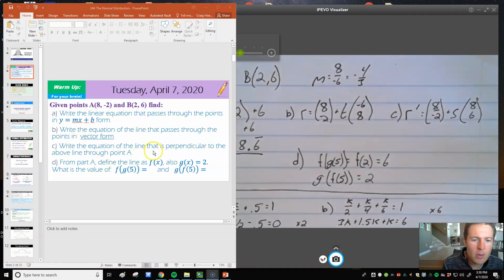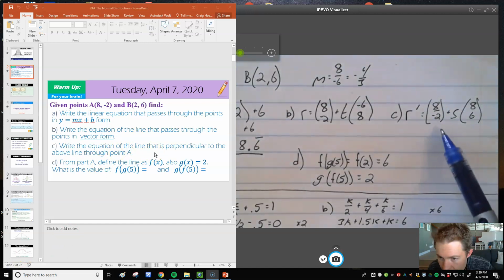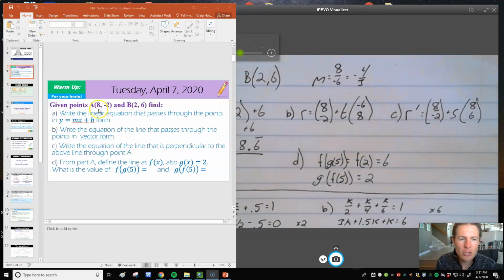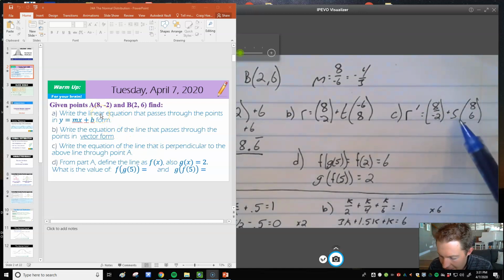Part C here. Find the equation of a perpendicular line. You could do either form. Vector form is probably easier, but point slope is fine as well. So here it wants us to go through point A, so here just put point A in. That little line, I shouldn't have put that there. With pen, I couldn't erase it, but I just put in point A. Again, point A is just 8, negative 2.